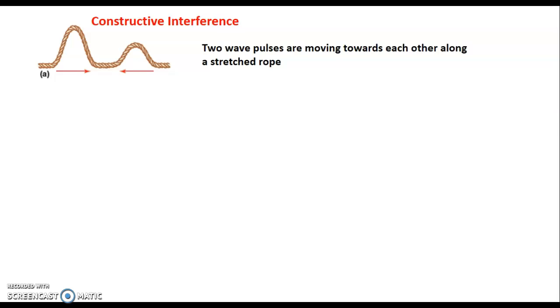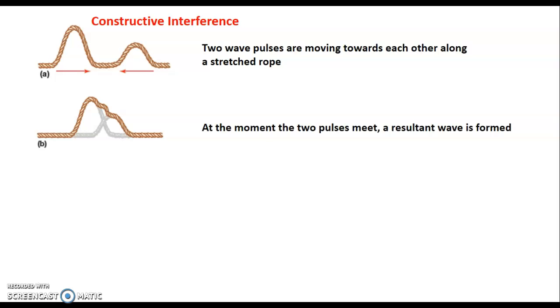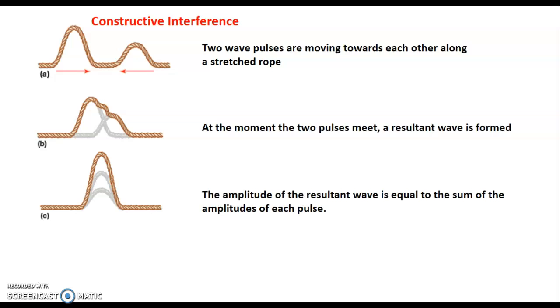Starting with the constructive interference, consider two pulse waves that are moving in opposite directions. So the two wave pulses are moving towards each other along a stretched rope. As you can see, the amplitude of this pulse is greater than the amplitude of this pulse. At the moment the two pulses meet, a resultant wave is formed.